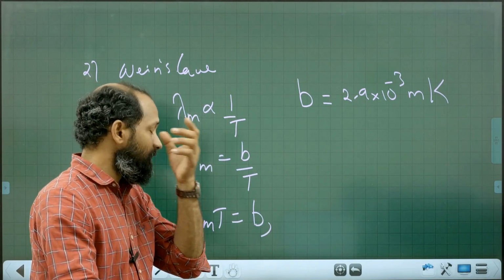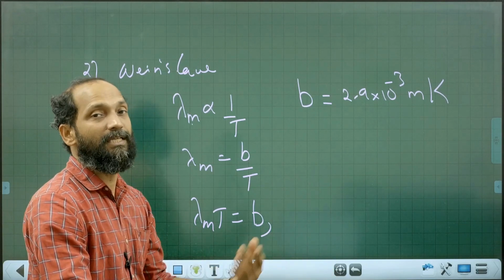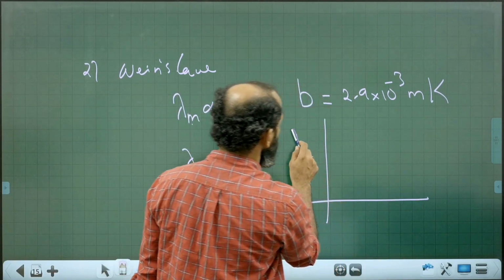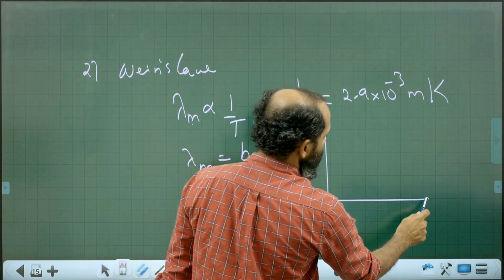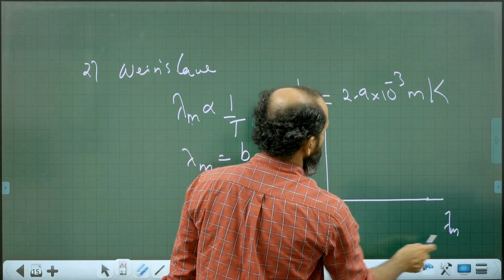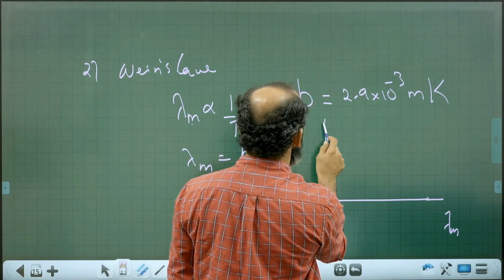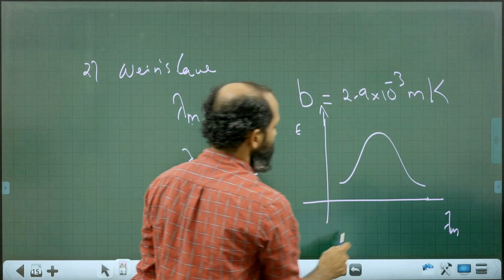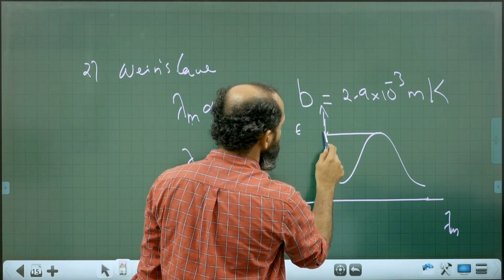That's why as temperature increases, lambda m decreases. If you go for a graph showing the variation of energy and wavelength, you get a graph of this shape. And here energy is maximum.